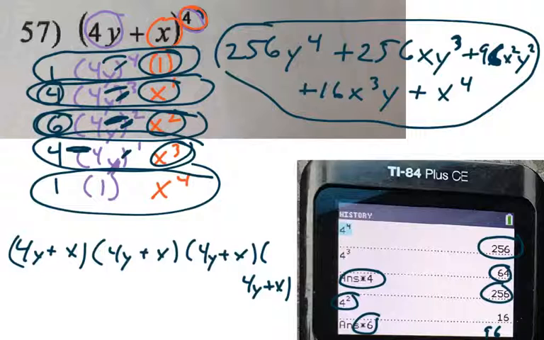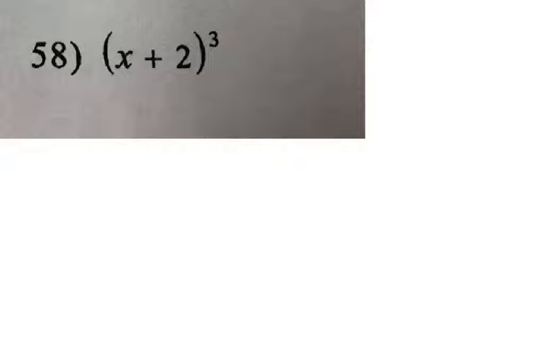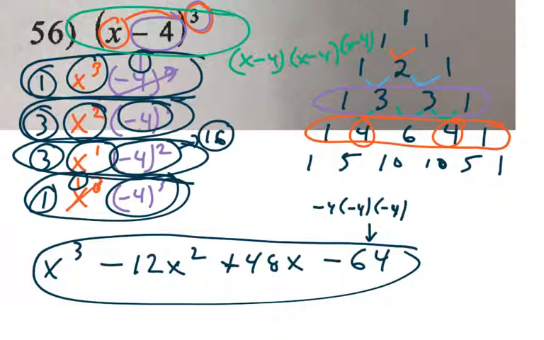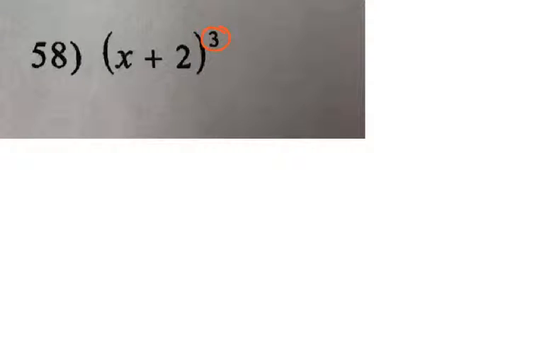Let's do one more problem, number 58. Try it first, please. Pause the video and try it. Okay, let's see how you did. Notice it was a 3 power. So according to Pascal's triangle, again, in case you forgot, right here, 1, 3, 3, 1. So you should have started out with 1, 3, 3, 1, right?